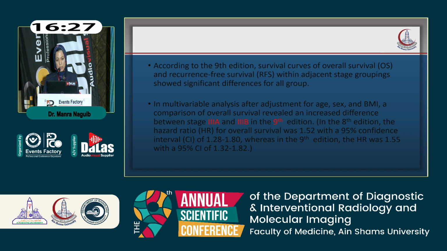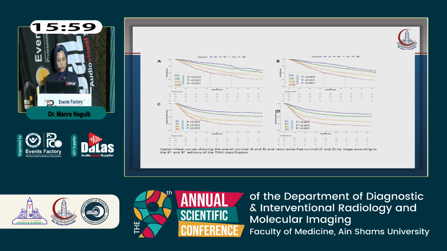According to the 9th edition, the survival curves of overall survival and recurrence-free survival within adjacent stage groupings show significant differences across the whole group. In a multivariable analysis after adjustment for age, sex, and body mass index, a comparison of overall survival revealed an increased difference between stage 3A and 3B in the 8th edition. This is a Kaplan-Meier curve showing overall survival, A and B, and recurrence-free survival, C and D, by stage group according to the 8th and 9th editions of the TNM classification.